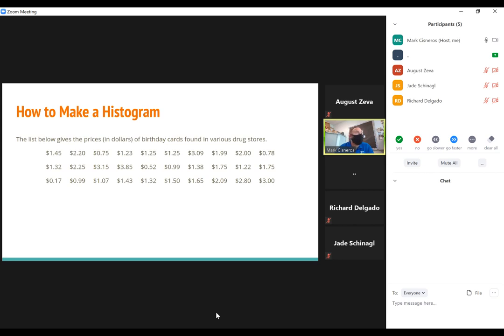So, what do you think would be a good interval for me to make my histogram here? A quarter, a dollar, 50 cents, 10 cents. Literally all of those numbers would be good. I can make an interval for the histogram. I'm going to go with 50 cents.